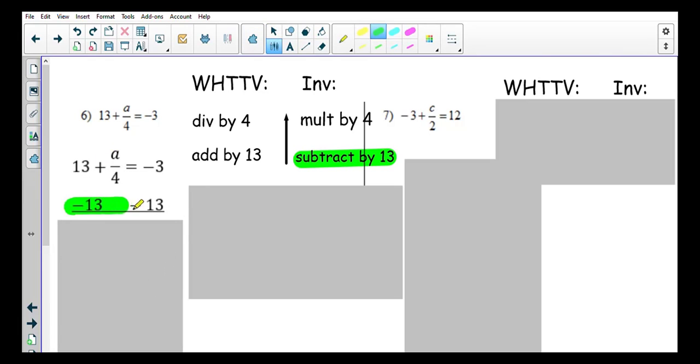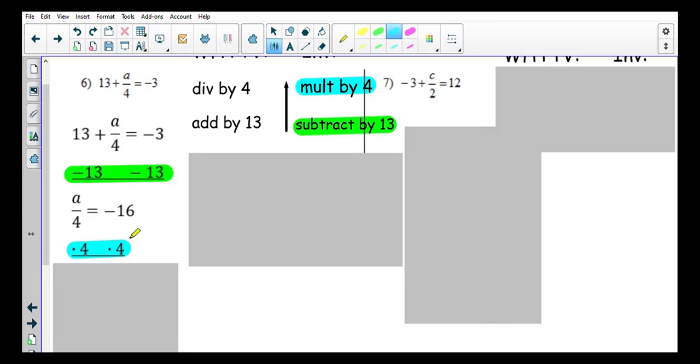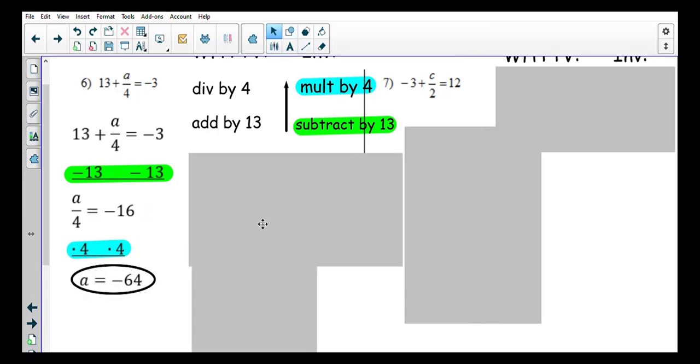13 minus 13 cancels out, leaves you with a over 4. Be careful though, negative 3 minus 13 is not 10 or negative 10, it is negative 16. So I want you to be very careful there. We are now going to do the inverse of dividing by 4, which is to multiply by 4. So let's multiply by 4 on both sides. We're going to do negative 16 times 4, and that's going to get us a solution of negative 64.